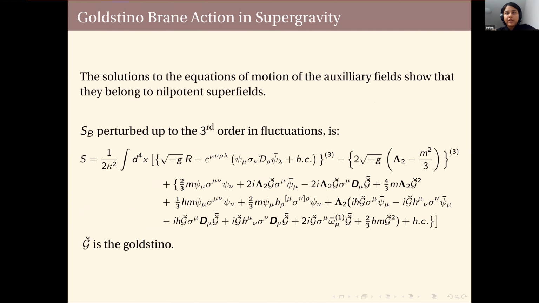Now you don't have to look at it very carefully right now because it's a little long, but there are 2 main fields present here, the psi field, which is the Gravitino, and this field G hat, which is the Goldstino. Now this is what the Goldstino brane action looks like. This is something to remember. I will come back to it later when I'm trying to compare this action with the super-Stückelberg action found by my collaborators.